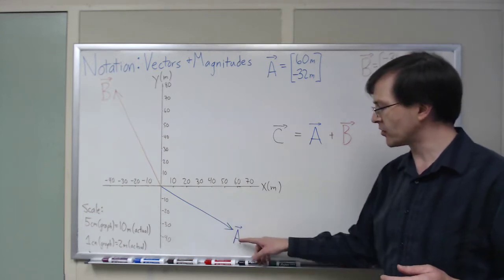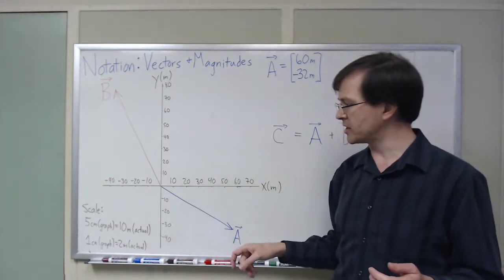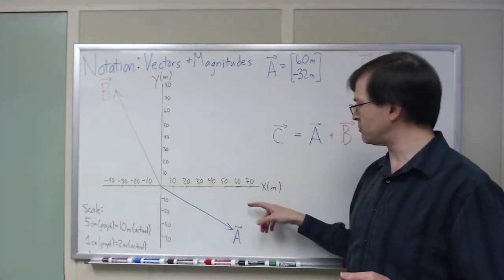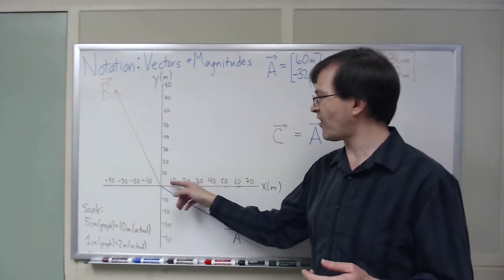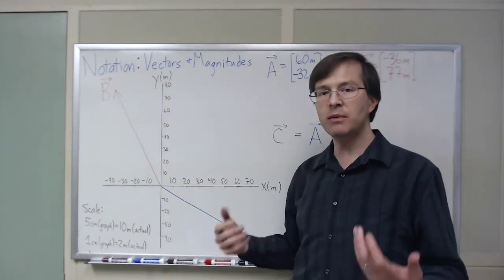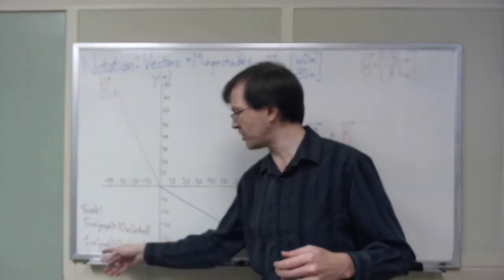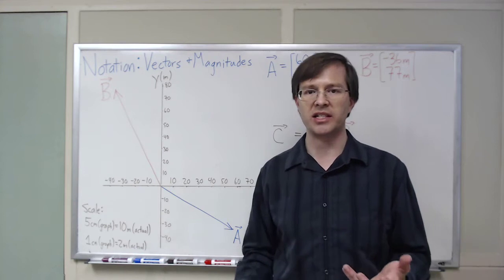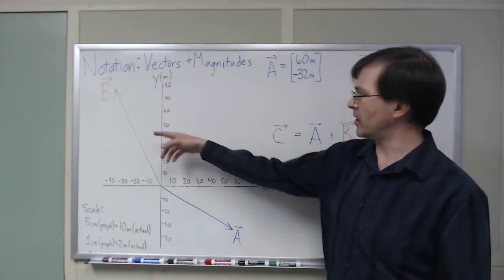I have drawn vector A and vector B on this graph, and you can see this graph is labeled in meters, and to scale, I've set up my scale so that 5 centimeters here is 10 meters of actual distance, or maybe more simply, 1 centimeter on the graph is 2 meters of actual distance. So that's my scale. And you can look at the coordinates here of A and B.